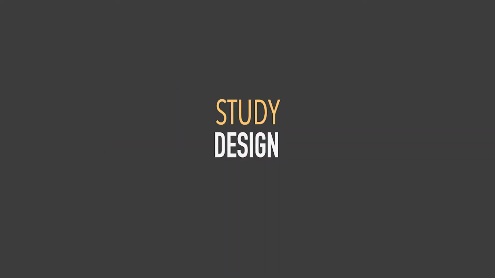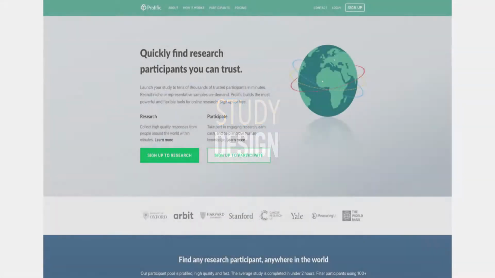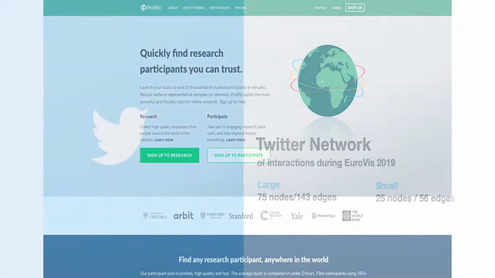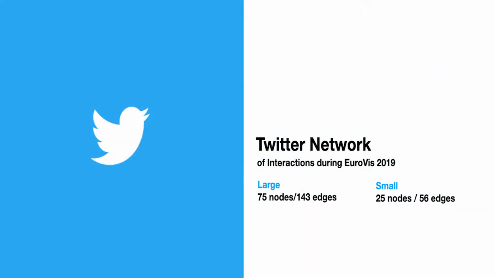Let's take a look at how we designed the study itself. To run the study, we used a crowdsourcing platform called Prolific, on which we recruited 300 participants, 150 for each condition. We applied our study tasks to a Twitter network, which contains tweets during Euroviz 2019. We subsampled the original network to create a large variant with 75 nodes and a smaller network of 25.